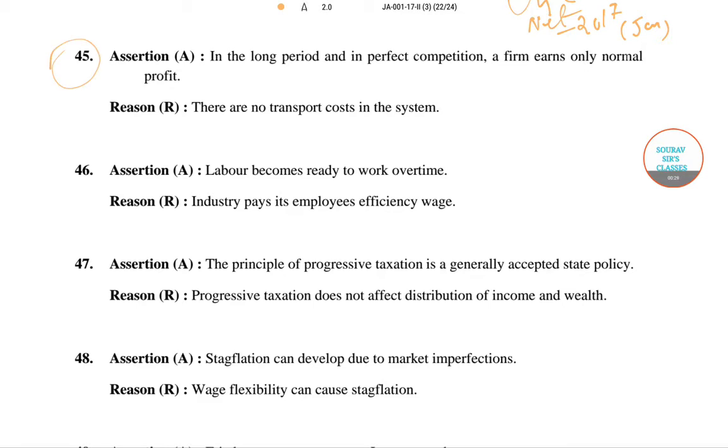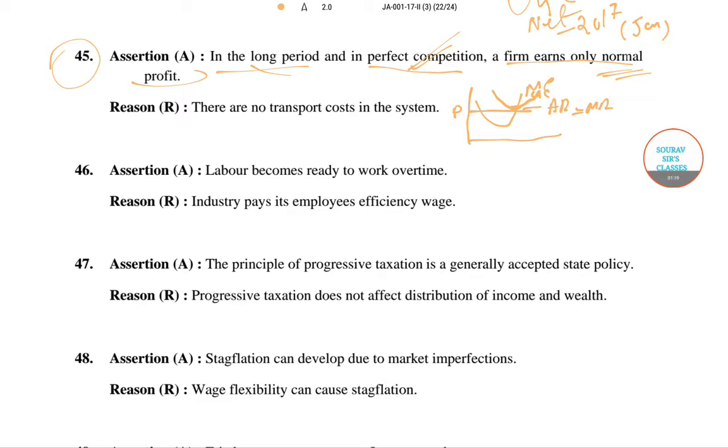In question number 45 it is given that in the long period in perfect competition a firm only earns normal profit. For this I'll draw the curve. A perfectly competitive firm is a price taker. This is its MC. This is the AR equals MR equals P curve. Normal profit is when the AC curve is tangential to the equilibrium point. So there is no supernormal profit or loss, so we call it normal profit. In the long run, for perfectly competitive firms, the LAC is always tangential to this equilibrium point, so the firm only earns normal profit in the long run. So this is a true statement.